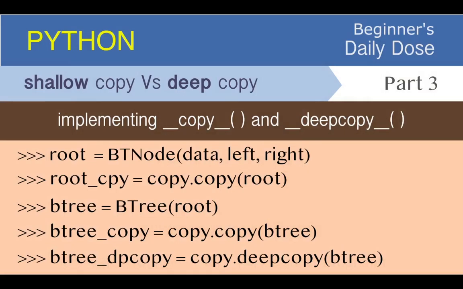This video is part of the playlist Python Basic Programming Beginner's Daily Dose, where I come up with videos on fundamental concepts of Python so that beginner level Python developers will get an insight of how things work behind the scenes in Python. This is part 3 of the video about shallow copy versus deep copy. In this video, I will discuss how to implement copy and deep copy protocol methods for a custom class.